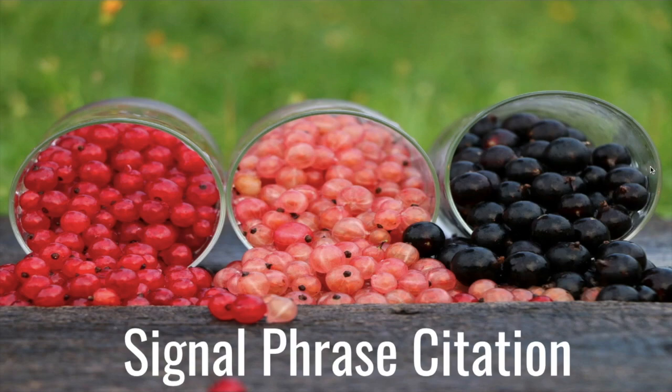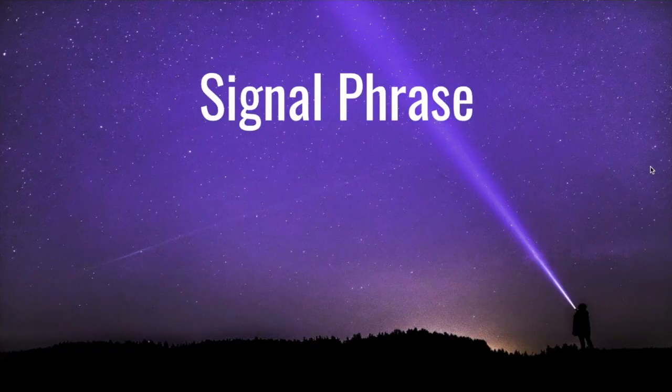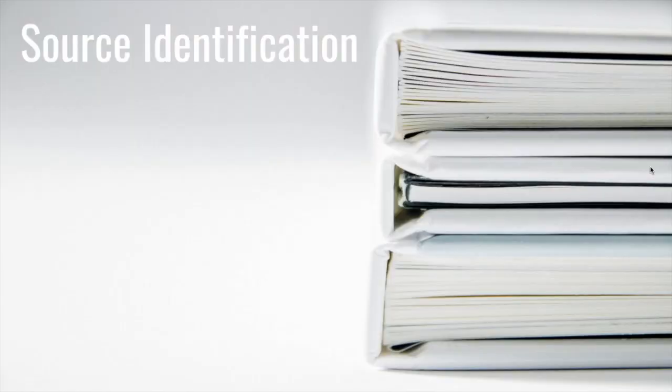So the second way that you can introduce and attribute your information is with a signal phrase citation. Signal phrase citation uses three basic parts: a signal phrase, an active verb, and then the quote or paraphrase. So a signal phrase can either be directly connected to your quote, or it can stand on its own. A signal phrase consists of two major elements: source information and an active verb. The purpose of a signal phrase is to indicate that what comes next is not your own thoughts or words, so therefore it's identifying the source.